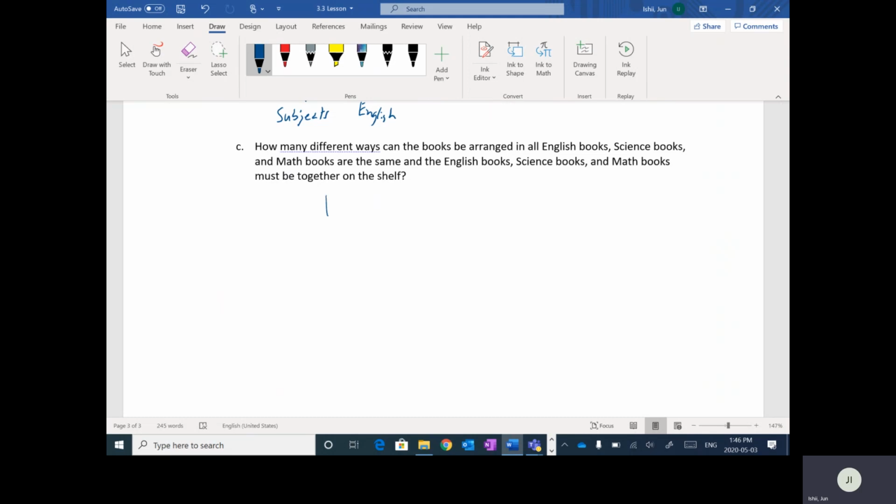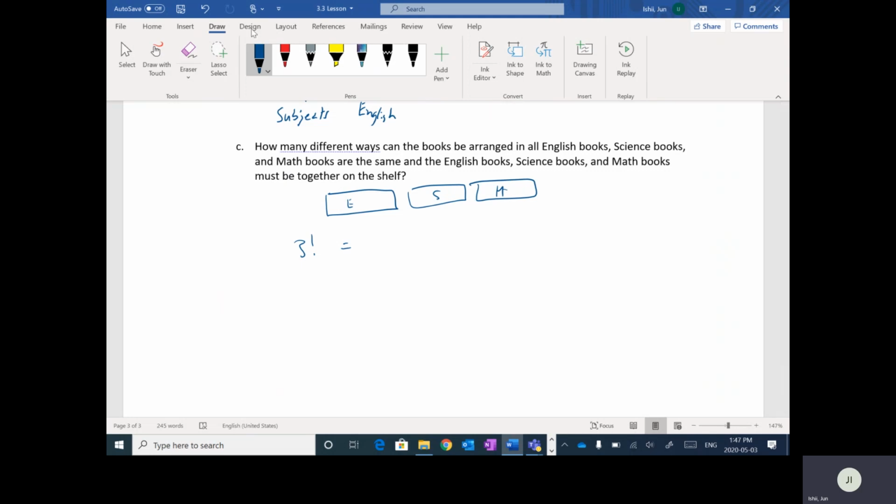All right, so if you imagine I just have the English books, since they're all the same, it doesn't matter which way or within them, right? Because it's just going to be one block of English books that are exactly the same. Same with the science books, same with the math books. All right, so therefore, the answer to this would be 3 factorial, because we're only worried about how we can arrange these overall subjects. All right, but within the subjects, since all the books are the same, it doesn't matter how many ways we can arrange them, because there's only going to be one way.